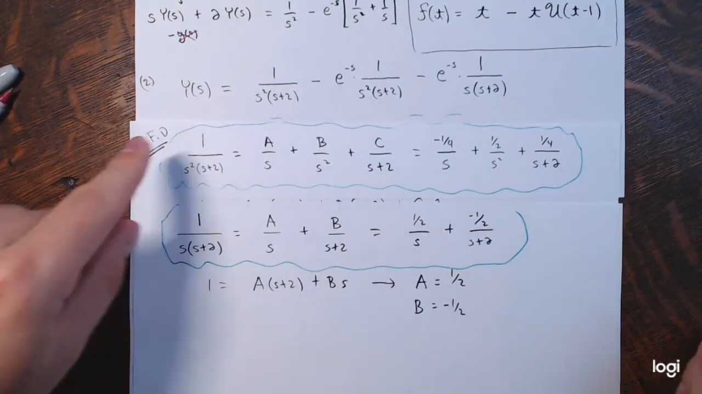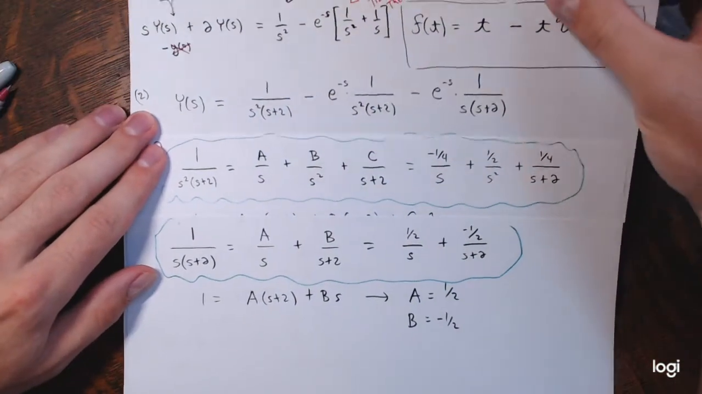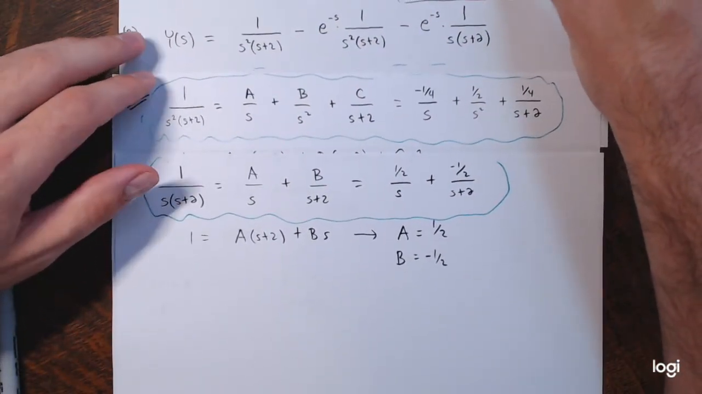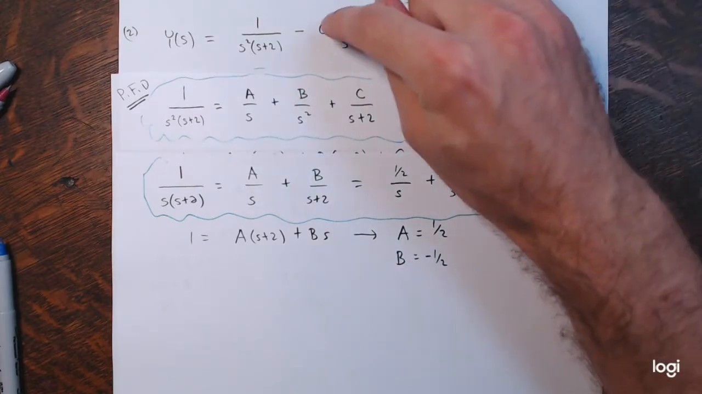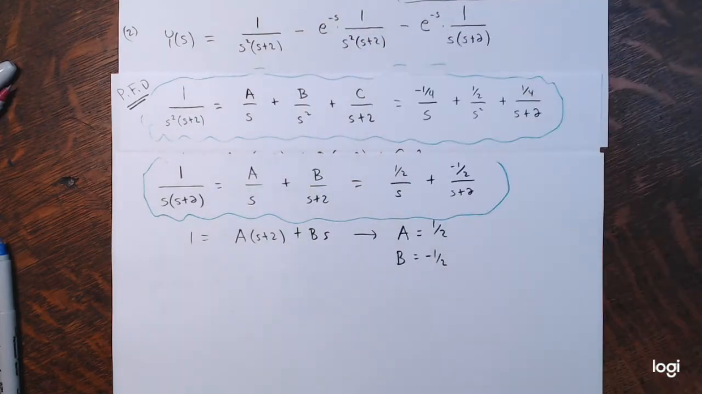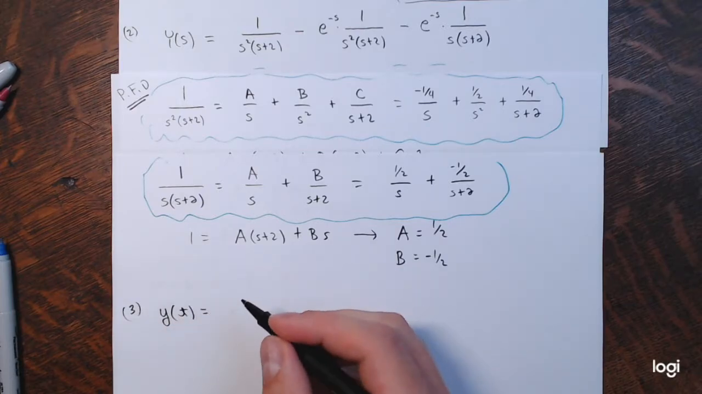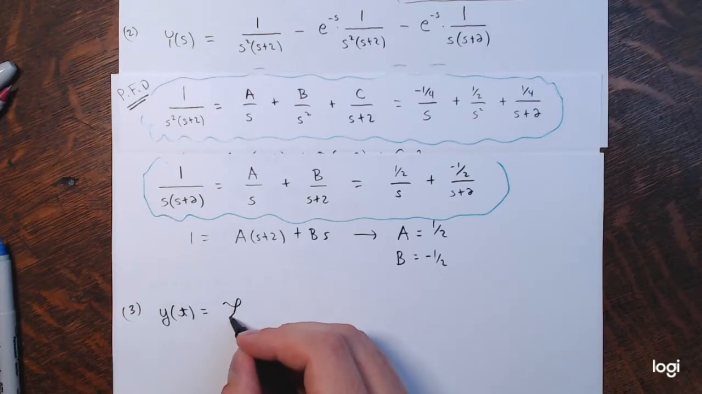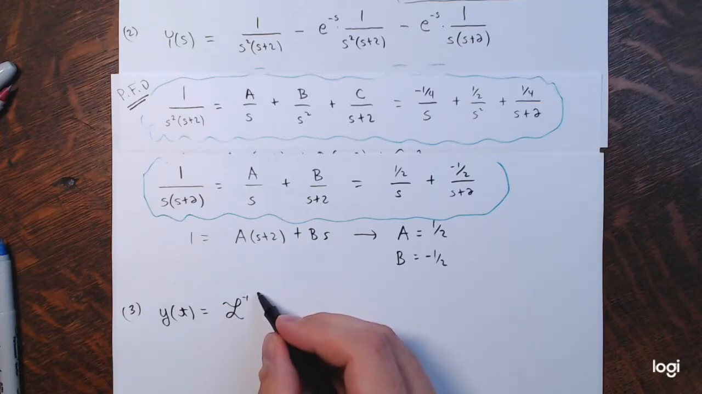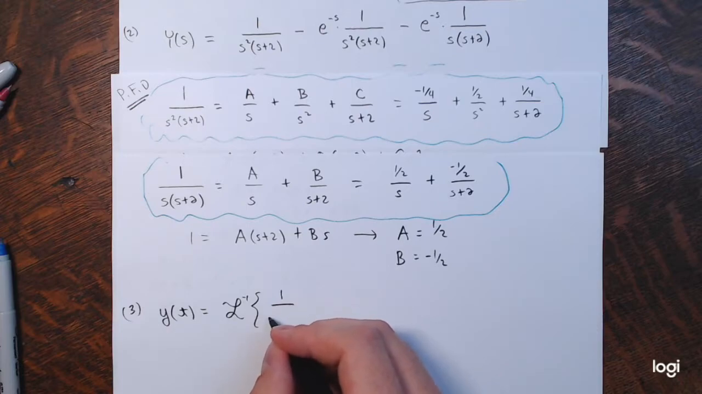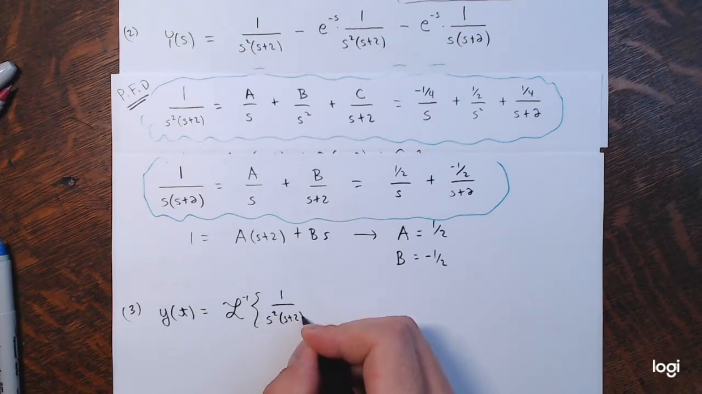Now that I've got these, let's go through and do the inverse Laplace transform of all this. And for these expressions involving e to the negative s, I'm also going to need the second translation theorem to state their inverse Laplace transforms. So third part, inverse: y of t equals the inverse Laplace transform of 1 over s squared times s plus 2.